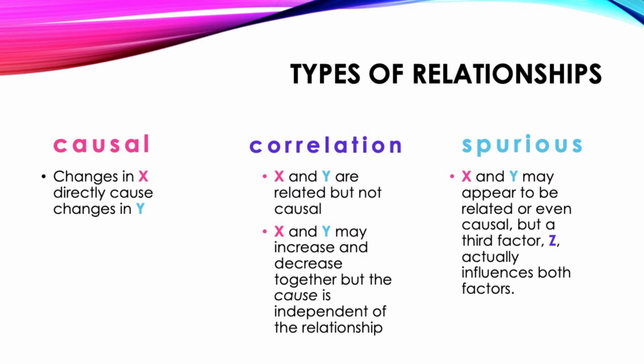And spurious relationships are like the ones that we just discussed. X and Y may appear to be related, or even causal, but a third factor, which is often referred to as Z in our statistical equations, is actually influencing both factors and dismissing that suggestion of a causal relationship.